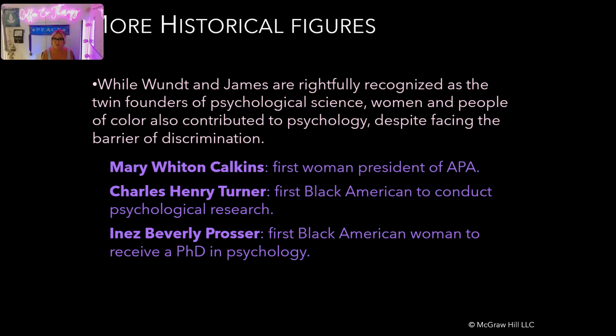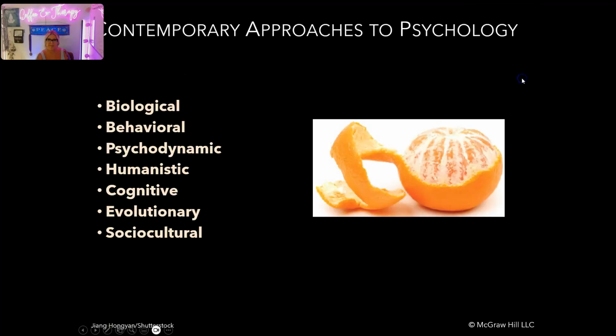We have Charles Henry Turner. He was the first Black American to conduct psychological research. And then Inez Beverly Prosser was the first Black American woman to receive a PhD in psychology.